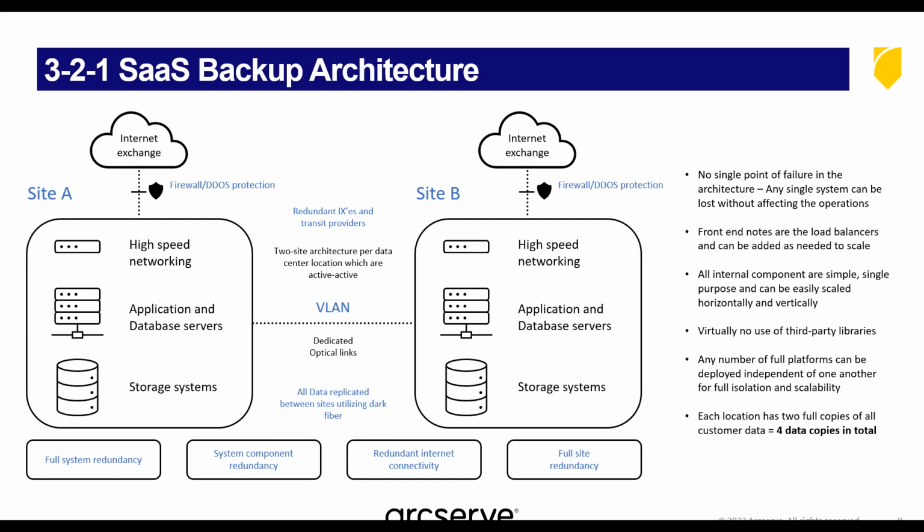So there is no single point of failure in this architecture. If you look at it, any single component, any building block itself, can be lost without affecting the operation. Any number of the full platform can also be quickly deployed independently, with full isolation and scalability. So expanding is very easy for our backend.